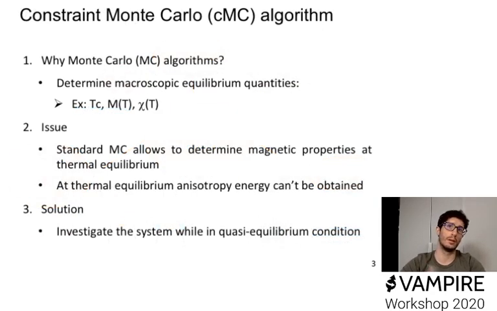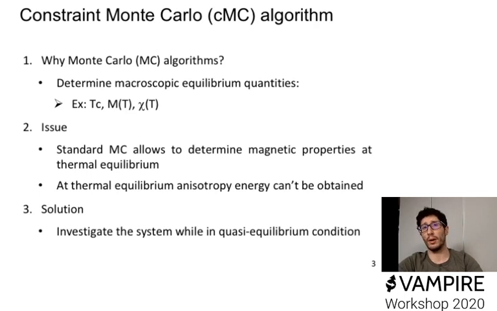Okay, so but why the constraint Monte Carlo algorithm? Why this different approach? Well, as also said in the introductory tutorial, Monte Carlo approaches can be very useful when we want to obtain equilibrium properties because they minimize the energy, and so will be quite efficient to yield the equilibrium state. So you can obtain the Curie temperature, for example, or you can use it to obtain the temperature dependence of the magnetization, or for example, the same for the susceptibility.